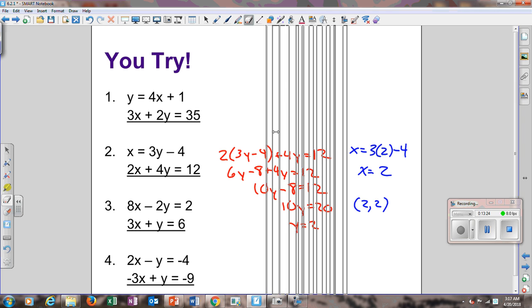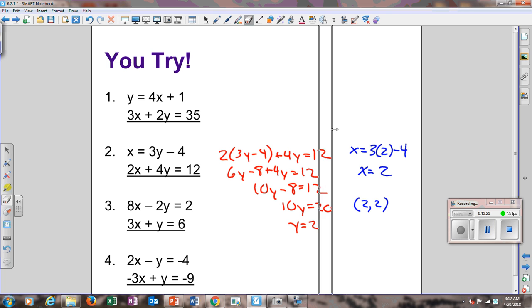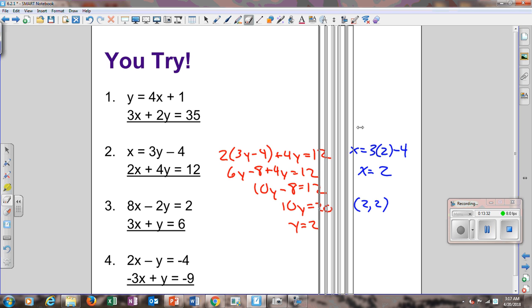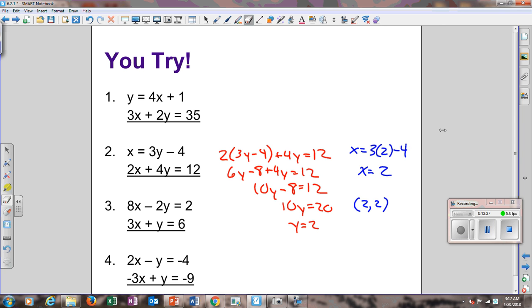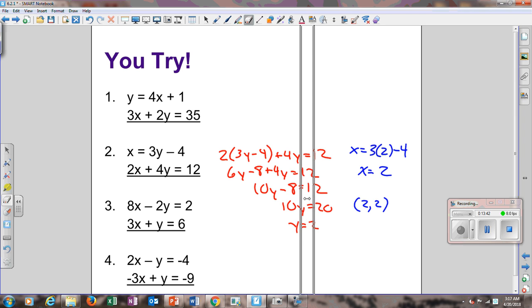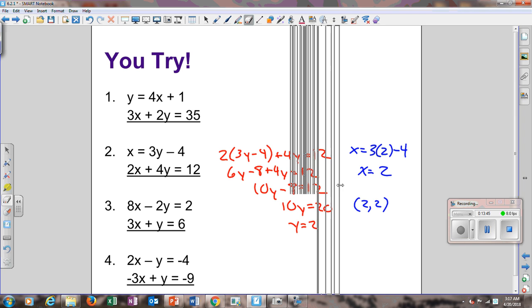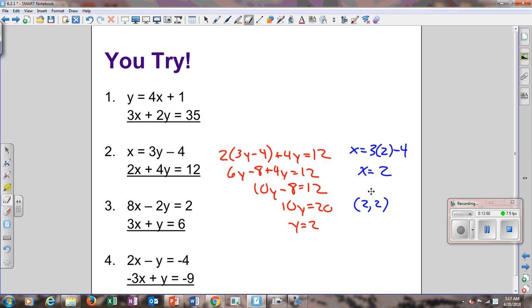Don't do this, man. My thing is not even on anymore. I don't know why it's still doing this. Okay. I don't know what that was about, but it's like the ghost of failed algebra students.